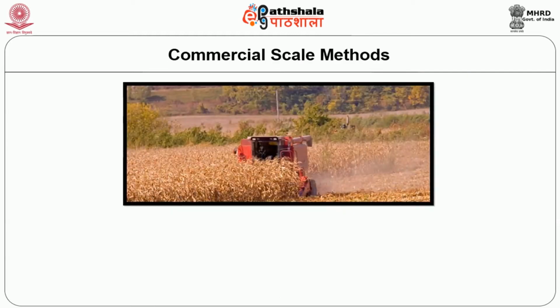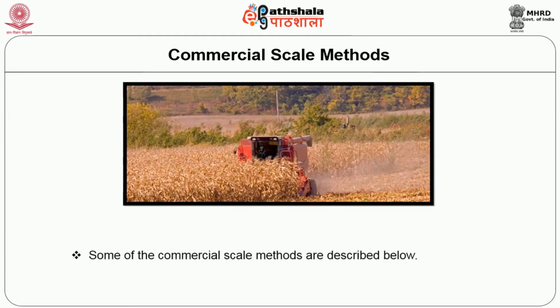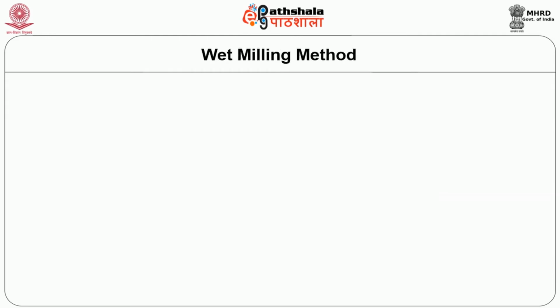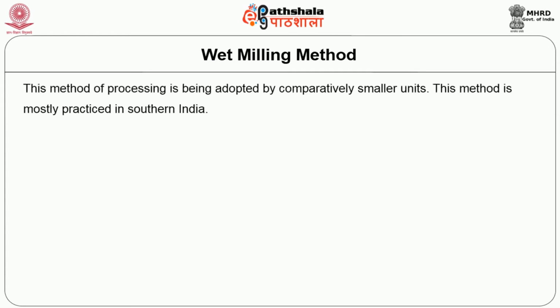The next one is commercial scale methods. Some of the commercial scale methods are described below. Under that, first is wet milling. This method of processing is being adopted by comparatively smaller units. This method is mostly practiced in southern India.